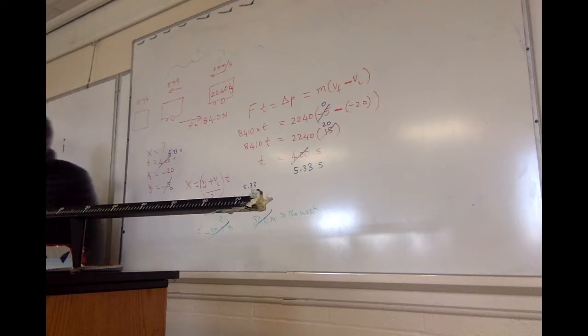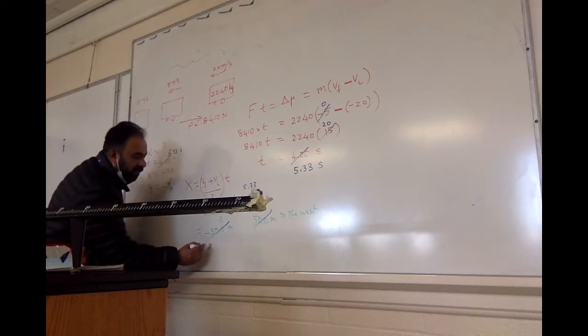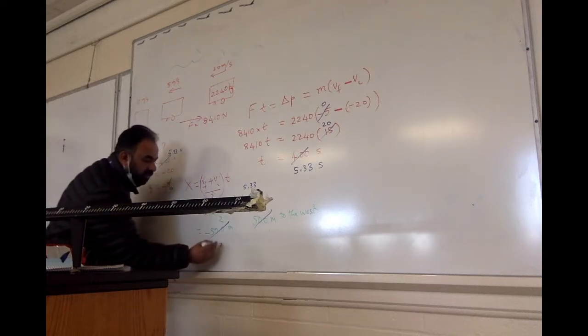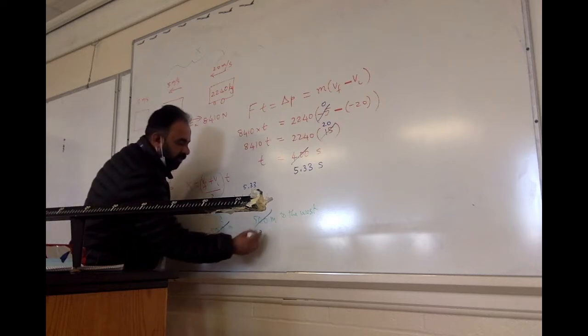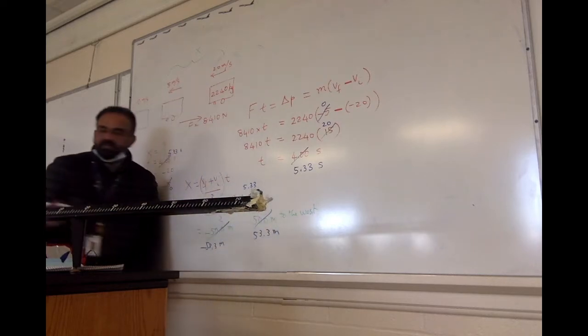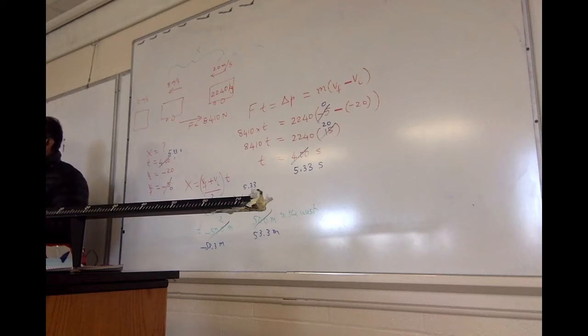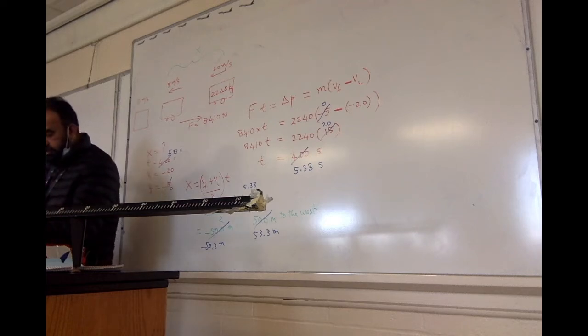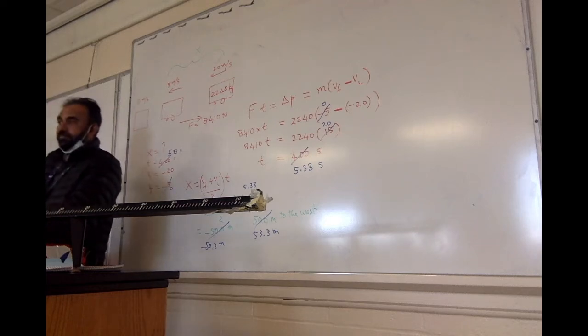Yeah. Negative 53.3. Negative 53.3 meters is correct, and that means 53.3 meters to the west. Is that clear? Now I want your attention to question number 2 on the textbook.